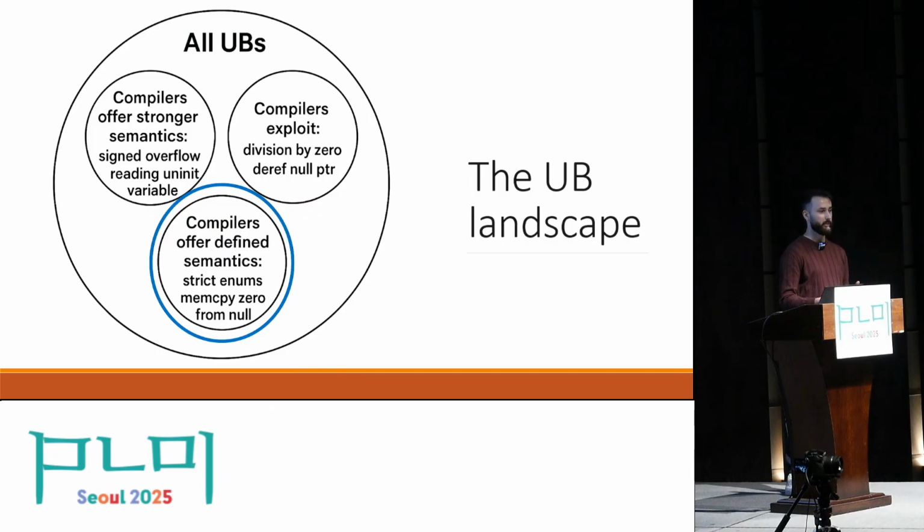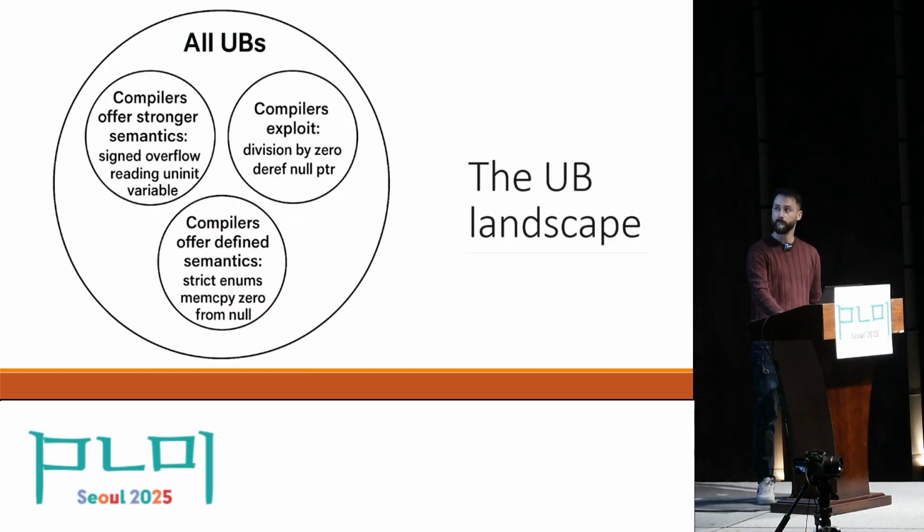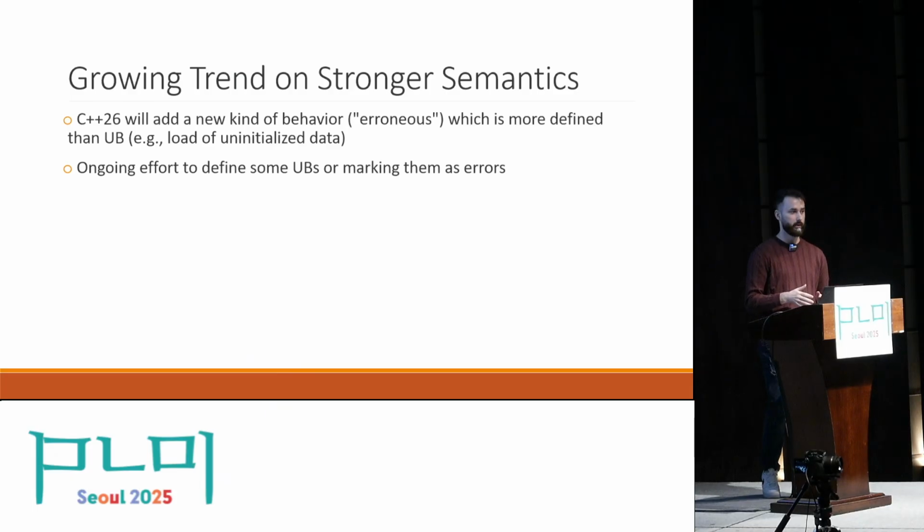Technically, they are undefined behavior, but if compilers optimize them too aggressively, they might break too many programs in real life, so they choose not to do that. So to sum up, we have aggressive UBs and we have more conservative UBs. But what we saw in recent years is that there is a growing trend in defining some of the UBs, like giving them stronger semantics.